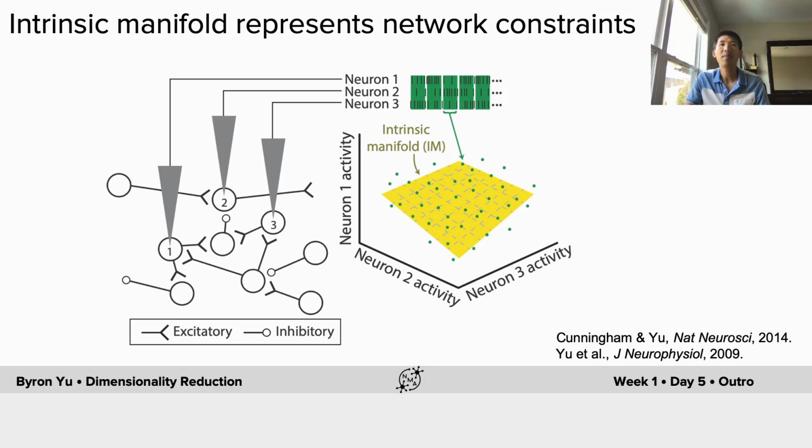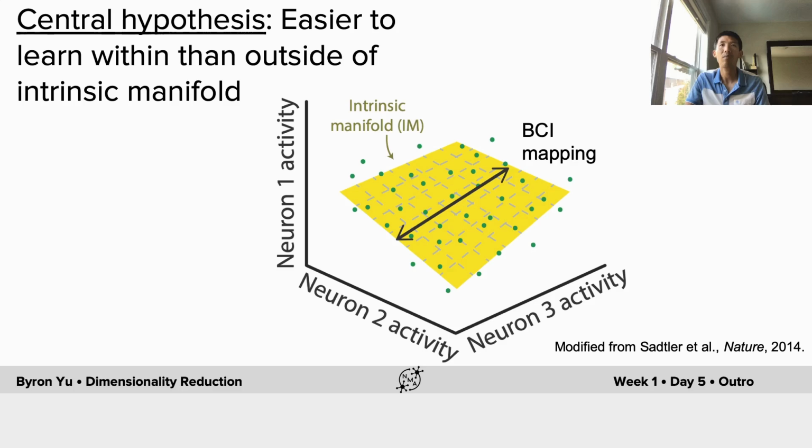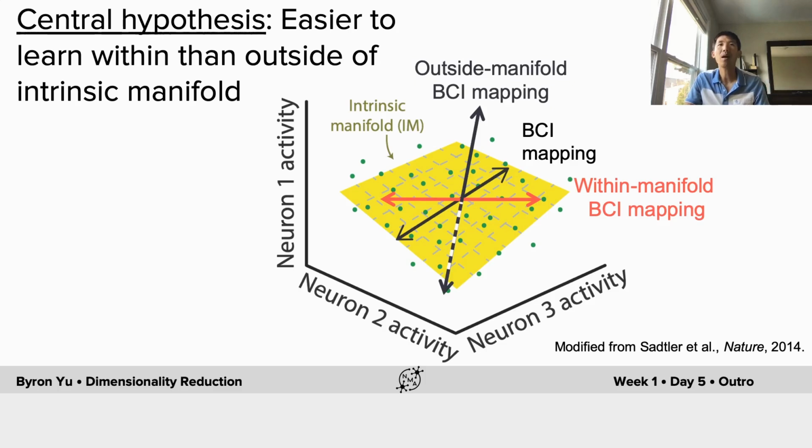Okay, so we developed the following hypothesis, that we start with the BCI mapping, as shown here in black, and we can switch this BCI mapping in 2 ways. The first is to change the mapping in such a way that the new mapping remains within the intrinsic manifold. And we predict that this would be easy for animals to learn. In contrast, if we switch the BCI mapping so that the new mapping is outside of the intrinsic manifold, this should be harder for the subject to learn.